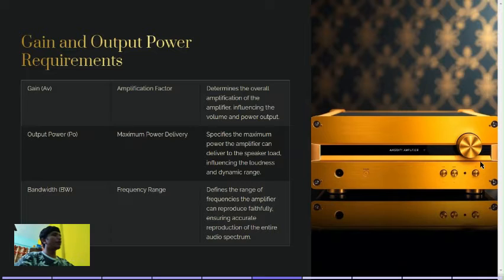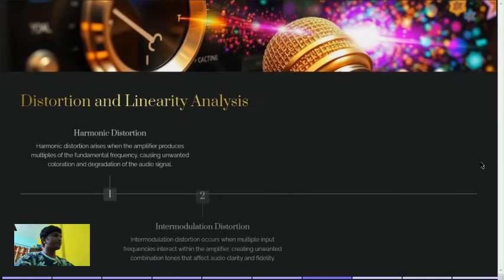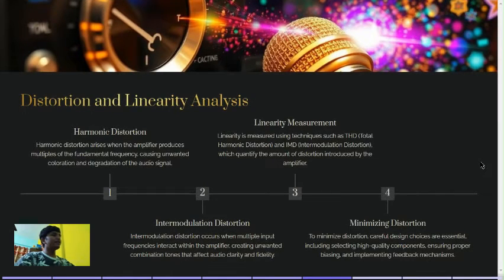Gain and output power requirements. Gain, amplification factor, determines the overall amplification of the amplifier, enhancing the volume and power output. Output power, maximizing power delivery, specifies the maximum power the amplifier can deliver to the speaker load, influencing the loudness and dynamic range. Bandwidth, frequency range, defines the range of frequencies the amplifier can reproduce faithfully, ensuring accurate reproduction of the entire audio spectrum.